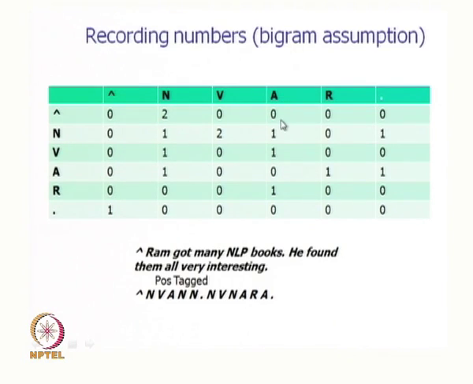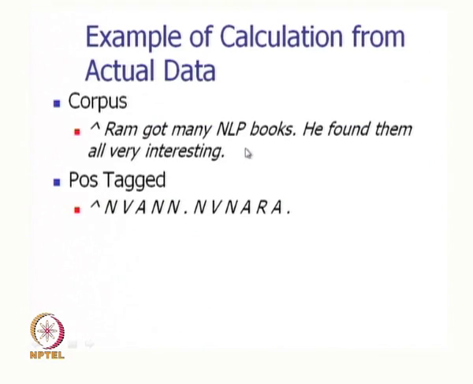Adjective preceded by hat is 0, adjective preceded by noun only once, adjective preceded by verb only once again, adjective preceded by R or adverb is only once. So, this is the case of very interesting, which is showing the number 1 here. Is there an example of adjective preceded by noun? Let us see the corpus. Yes. Here we have this, and this is the case of them all. All is adjective, it is preceded by noun, and so on.